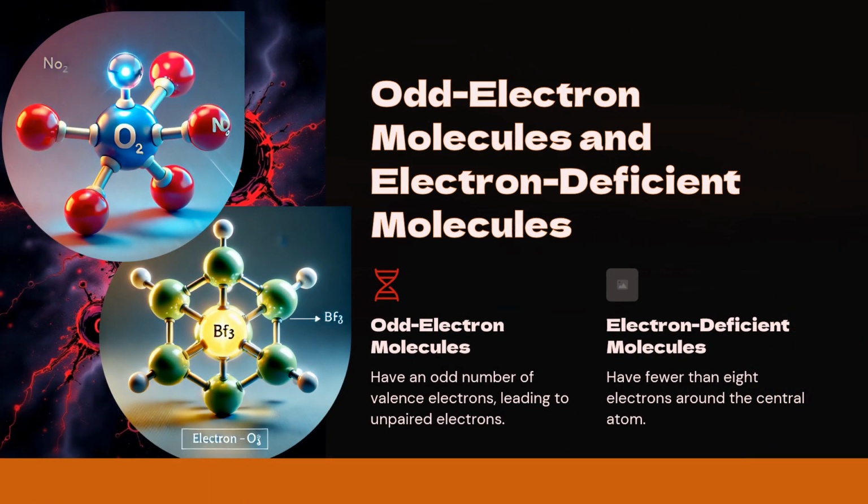Odd electron molecules. Some molecules, like NO, have an odd number of valence electrons, leading to unpaired electrons. The octet rule states that atoms are most stable when they have 8 electrons in their outer shell, but not all molecules follow this rule. Electron-deficient molecules are molecules where the central atom has fewer than 8 valence electrons. This occurs most often in compounds with small atoms or highly reactive elements.